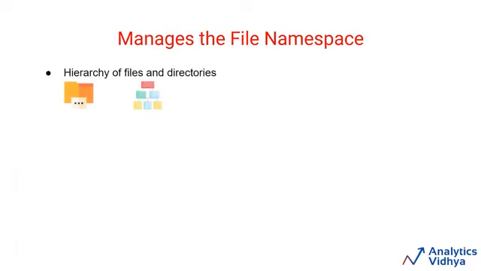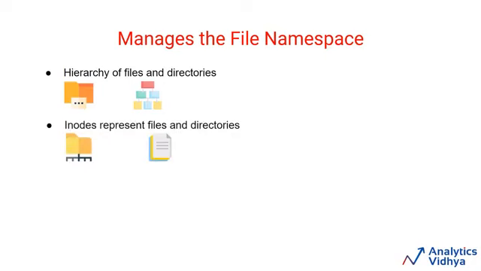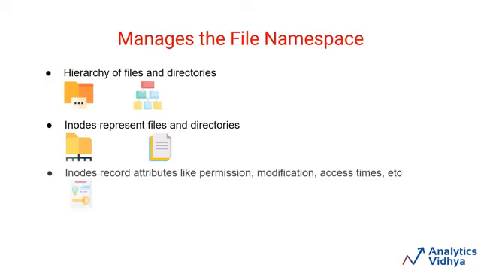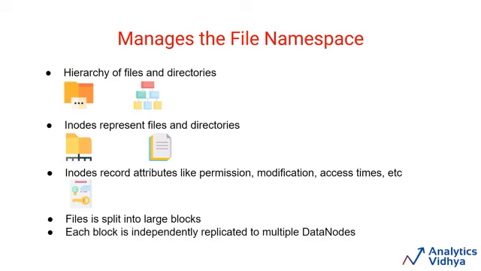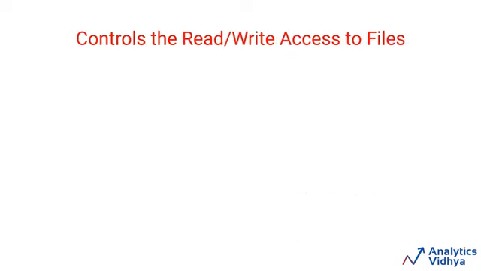The HDFS namespace is a hierarchy of files and directories. Files and directories are represented on the name node by inodes. Inodes hold file metadata including regular file or directory file types and also hold the list of blocks that are pointers to the data, which in turn record attributes like permissions, modification, access times, namespace, and disk space quotas. The file content is split into large blocks, and each block of the file is independently replicated at multiple data nodes. The name node also controls the read-write access to files.